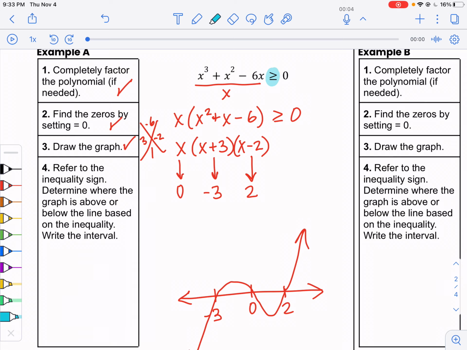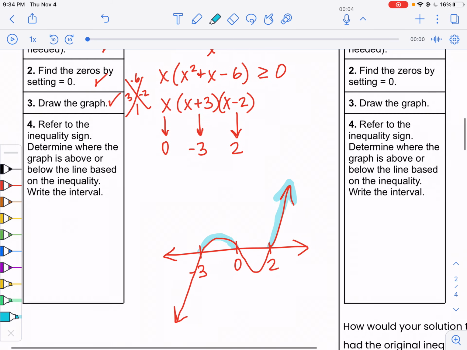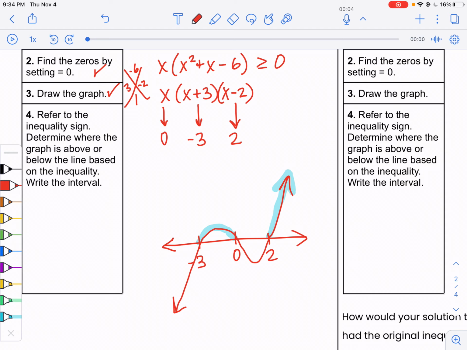But then I do want to check out, is it greater than or equal to, or less than or equal to? In this case, it's greater than or equal to. So I'm looking for places above the x-axis, that highlighted place there in blue. So I'm going to go from -3. It is or equal to, so I'm using brackets until 0. And then from 2 to infinity.